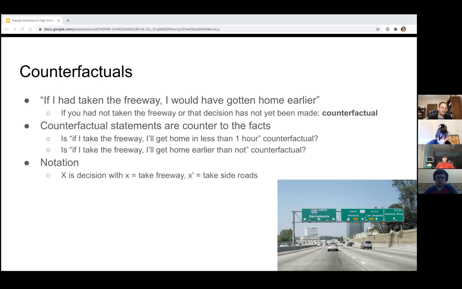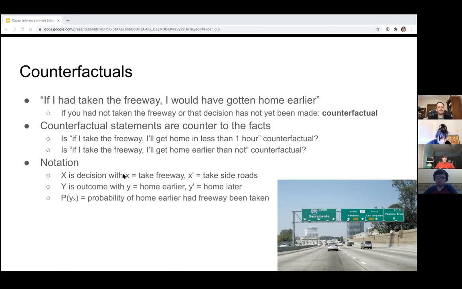Notation. We use variables like in math or programming, X, Y. X takes on the value, instead of 0 and 1, often we say x or x prime. And Y, instead of 0 or 1, we say y is equal to you got home earlier, y prime means you got home later. So we can say the probability of y given do x is the probability that you would have gotten home earlier had the freeway been taken. And this may be true. You may actually take the freeway and then you would know whether you get home earlier. You wouldn't know the probability necessarily, because maybe the probability is very, very low, but you got lucky. And so it turns out, yes, you get home earlier.